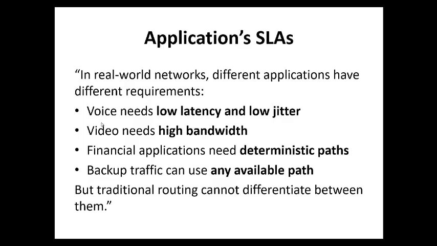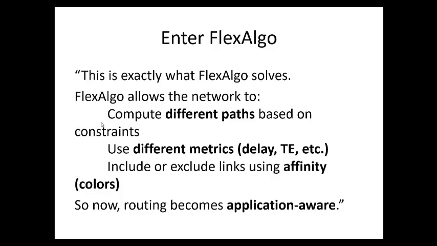That's why you need this flex algorithm in SR. Sorry, flex algorithm in SR. So this is exactly what the flex algorithm solves. Flex algorithm allows the network to compute different paths based on constraints. So it uses different metrics, not just one cost as a metric: delay, traffic, etc. It includes or excludes links using affinity, color. Affinity is nothing but the color.